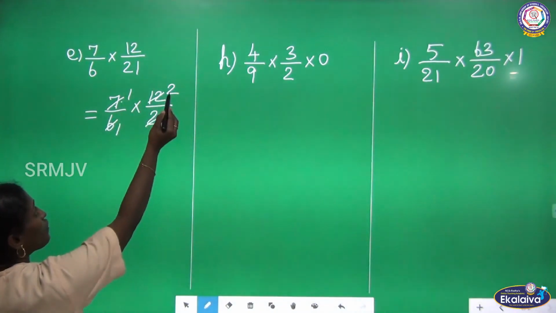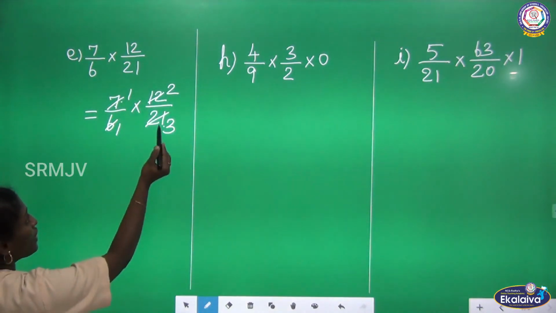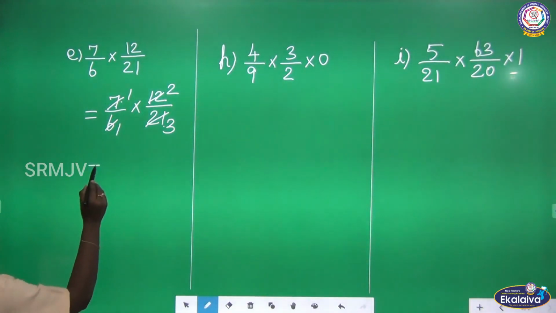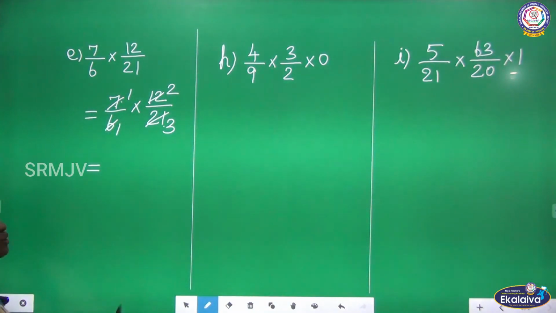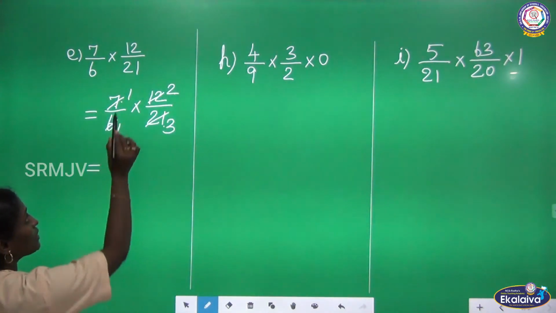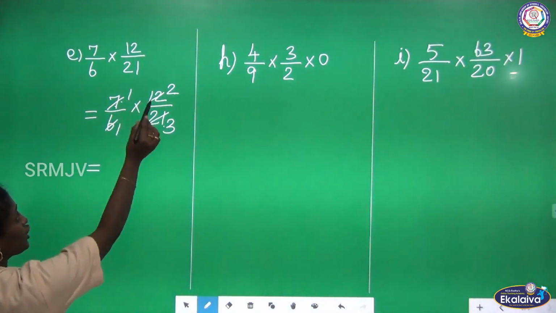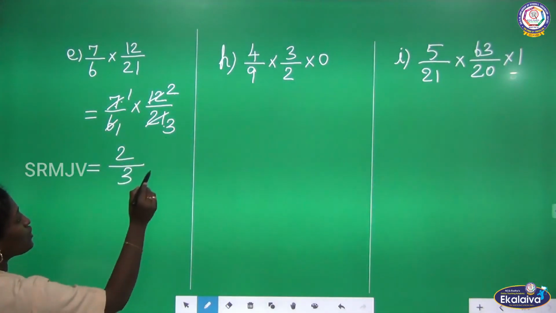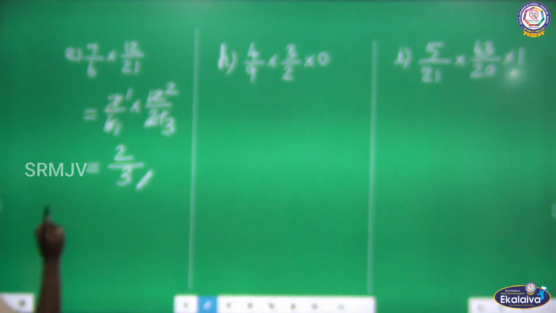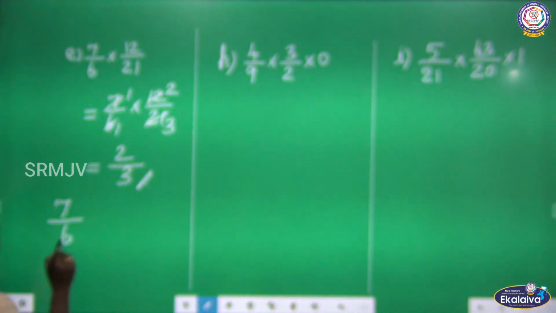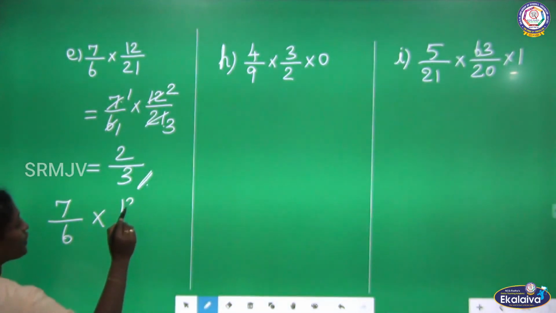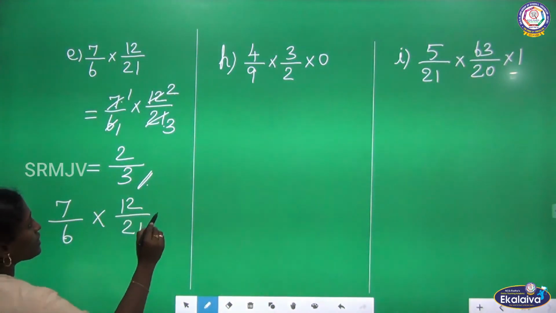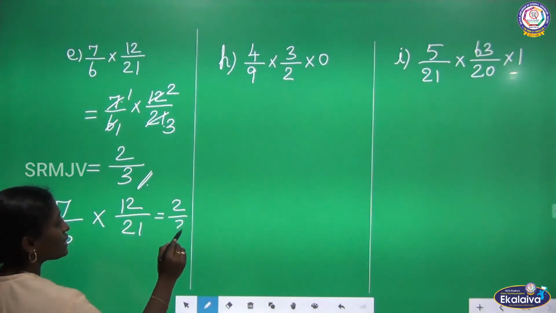Now we are having 1 and 2 in numerator, 1 and 3 in denominator. No other possibilities to reduce because 2 and 3 are prime numbers. So we are going to multiply the numerator numbers. 1 into 2, 2, 1 into 3, 3. So 2 by 3 is the lowest term, that is the answer. 7 by 6 into 12 by 21 is equal to 2 by 3.